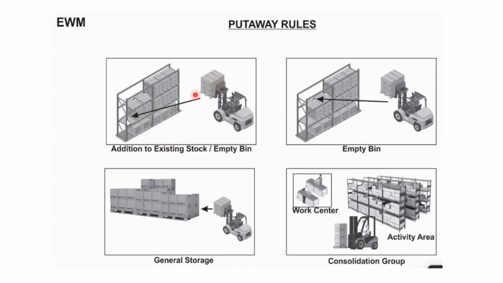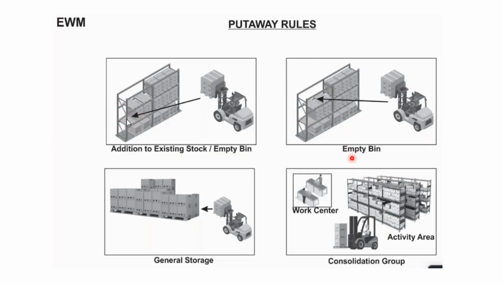Here I am putting whatever new materials are coming now. Let us consider two boxes came like this. With addition to existing stock, I can only accommodate one box here, and the next box will go to the next bin. So addition to existing means one bin already exists, and in that only I am going to put the next material. This is nothing but the addition to existing stock.